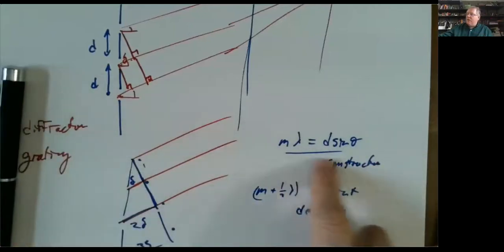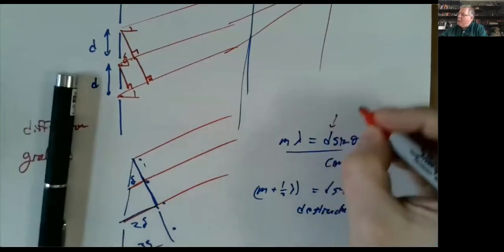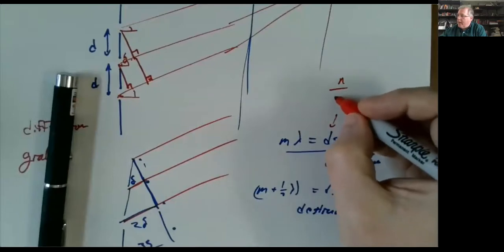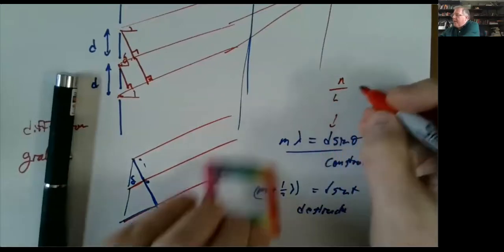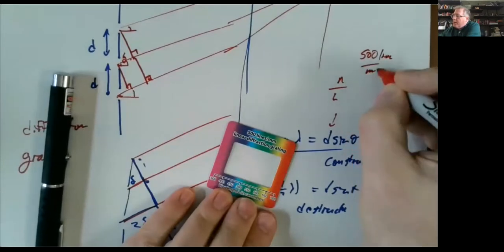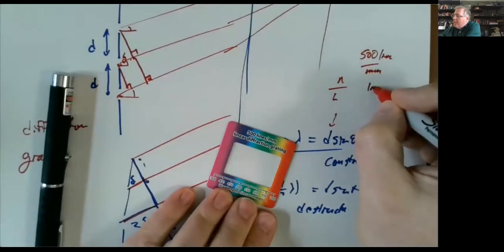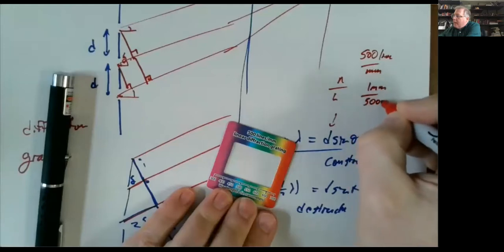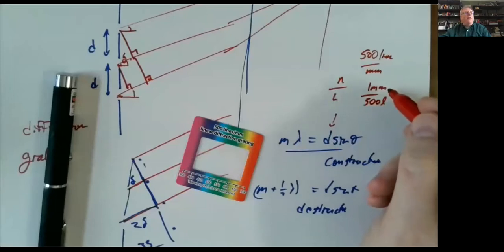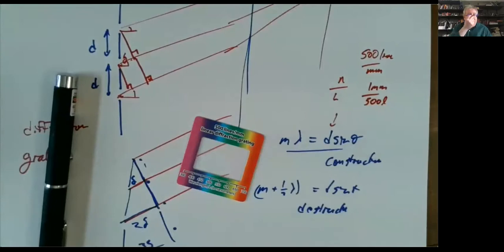Now we still have this rule, except with the diffraction grating, instead of knowing the distance between, I know how many lines per millimeter I have. So in this case, it's 500 lines per millimeter. That means it's 1 millimeter per 500 lines. So this means that the distance between the lines is 1/500th of a millimeter. So 1 millimeter divided by 500 is the distance between lines, and I could use that to find that out.